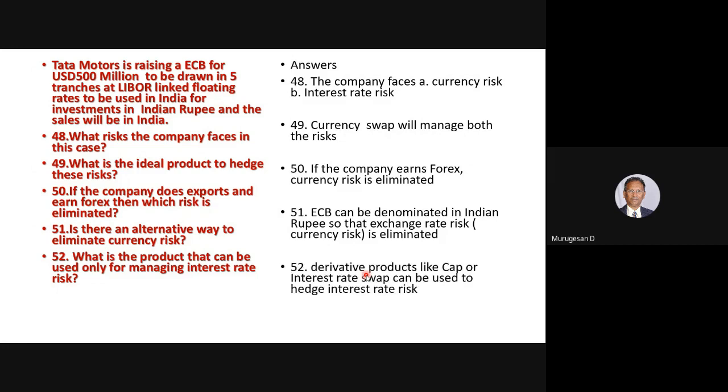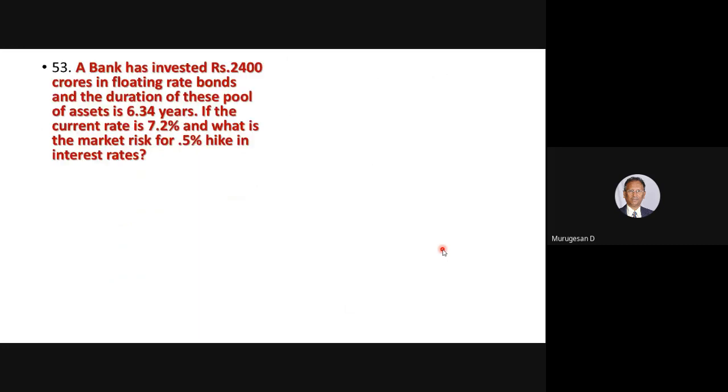52. Which derivative product can be used for managing interest rate risk alone? You have to use the word either cap or interest rate swap to hedge interest rate risk. Either cap. Just remember, why don't you? Yes. Why should you miss one mark? Understood? It may be in the form of a case study, 5 questions, don't miss the answer, understand the concept.